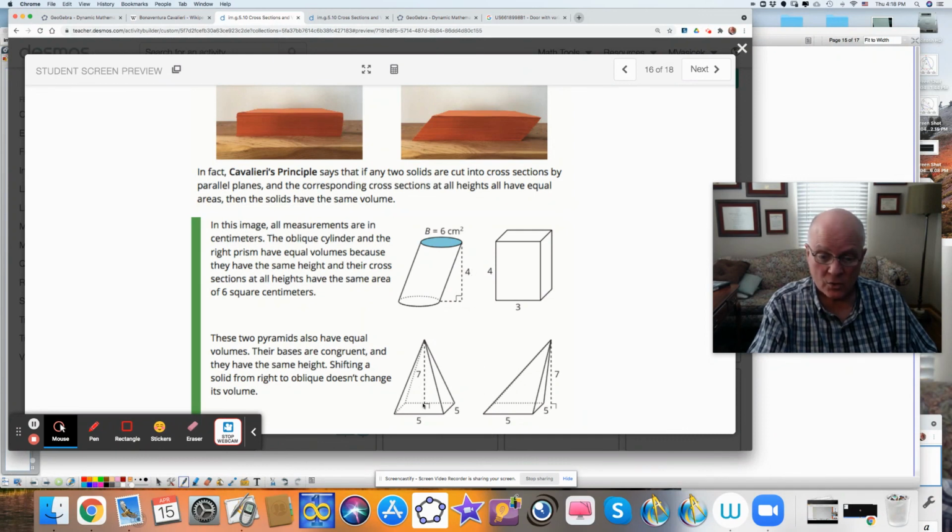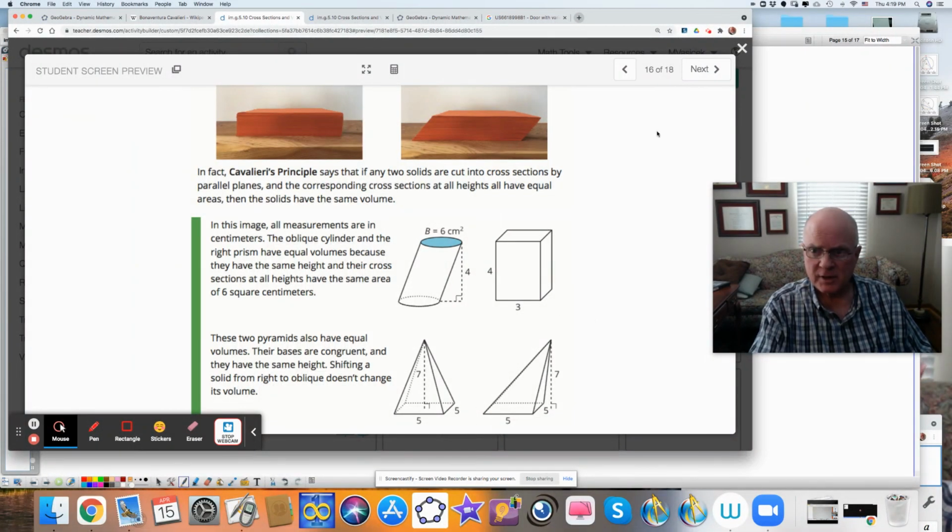If this is the same area as this one, then these would have the same volume. And here you can see that this is a right pyramid. It goes straight up the middle, and this one is oblique. We will use this oblique business of the pyramid later in coming to understand how the volume of a pyramid is 1/3 the area of the base times its height, as opposed to a prism, which is the area of the base times the height.